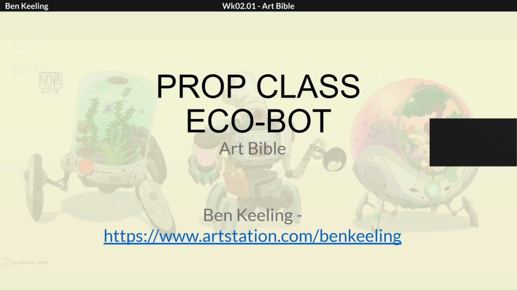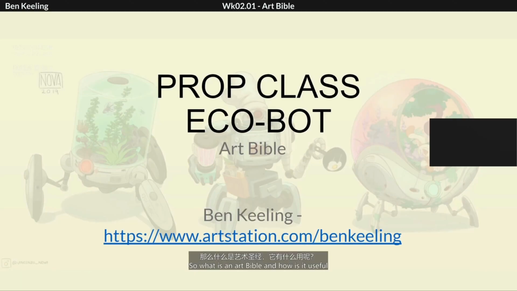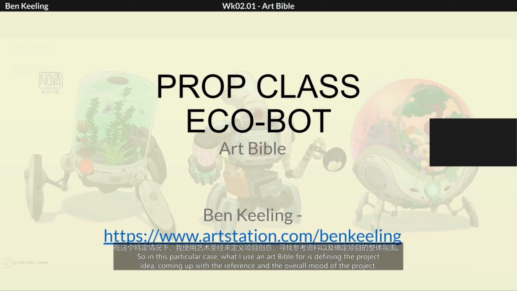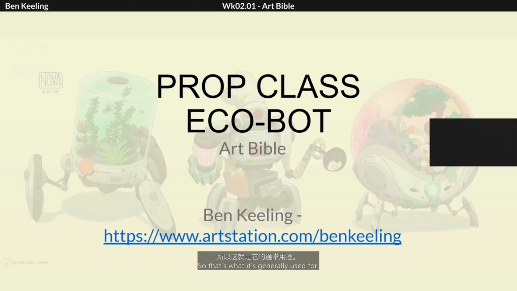Usually when I'm starting a project, I'll start with what's called an art Bible, which we're going to go through in this session. So what is an art Bible and how is it useful? In this particular case, I use an art Bible for defining the project idea, coming up with the reference and the overall mood of the project. It's a tool that's often used in studio environments to define the overall artistic vision of a project and work out all the elements of a game that you might be making visually.